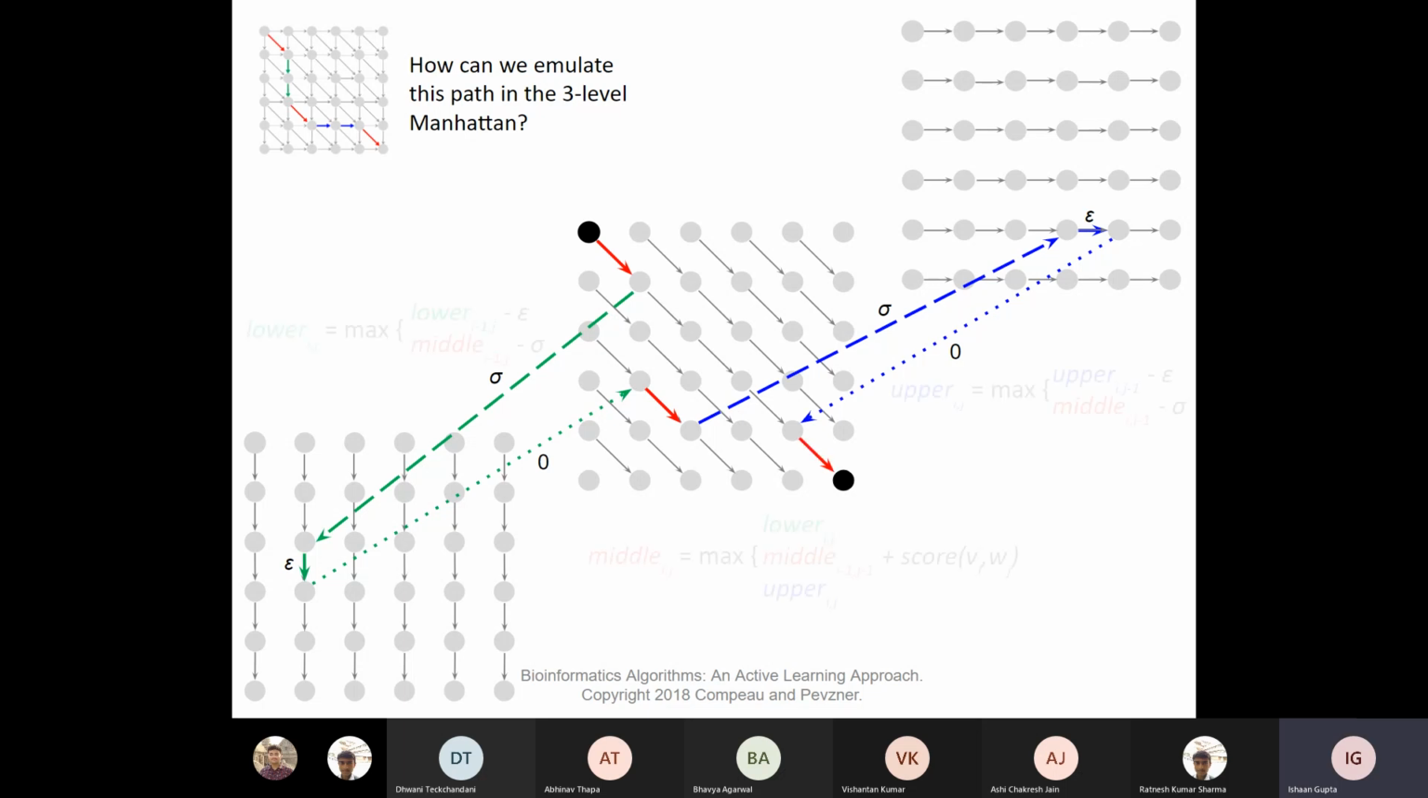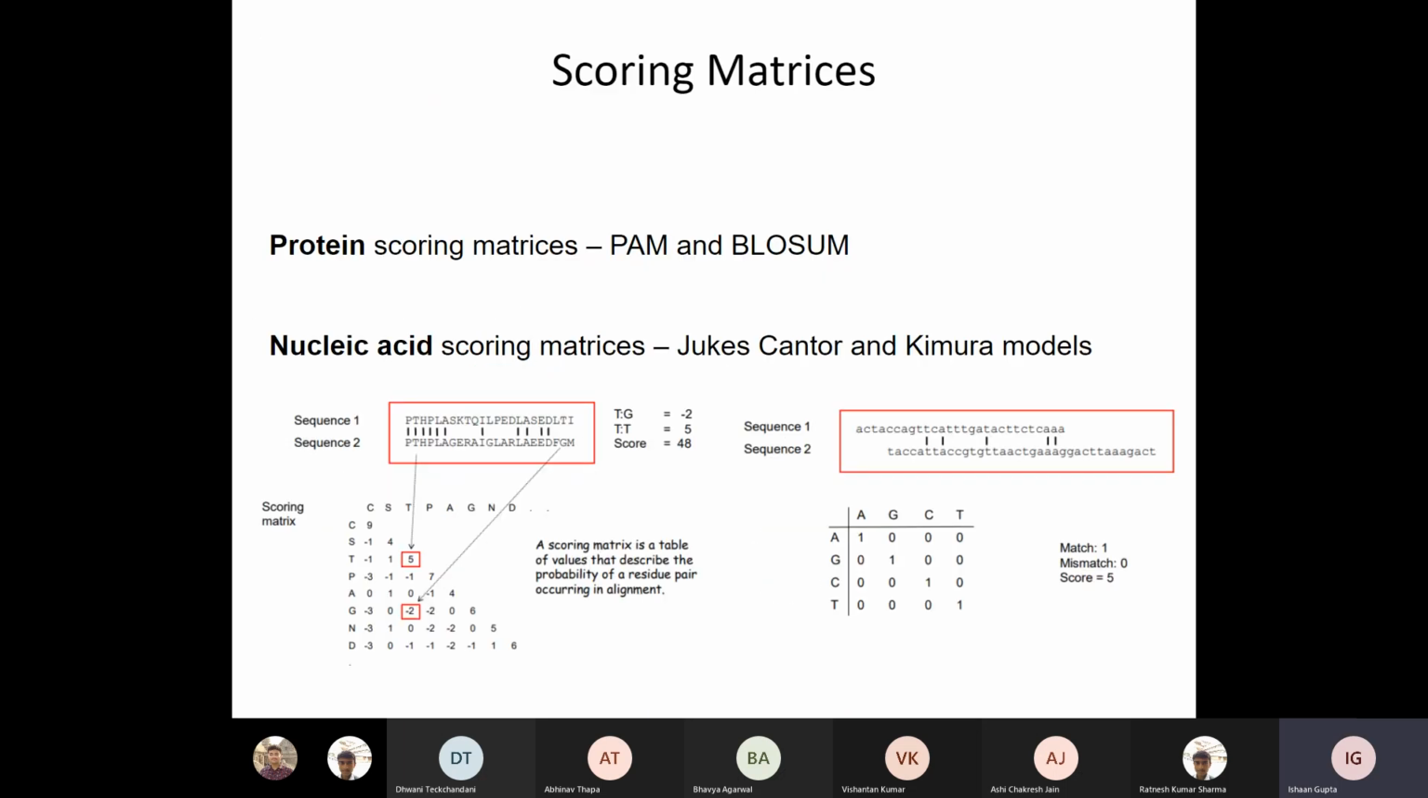Okay, moving ahead, there are the scoring matrices that I talked about, actually three kinds of scoring matrices. One is for protein scoring. These are called PAM and BLOSUM. The other is for nucleic acid scoring, and there are two models for that: one by Jukes-Cantor and the other one by Kimura.